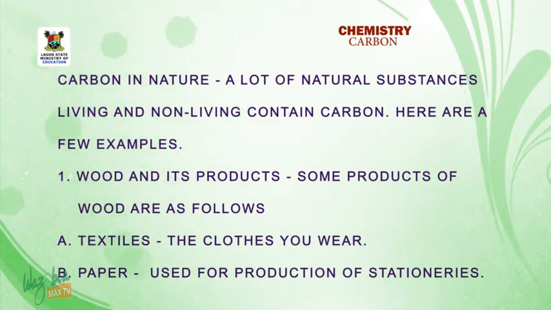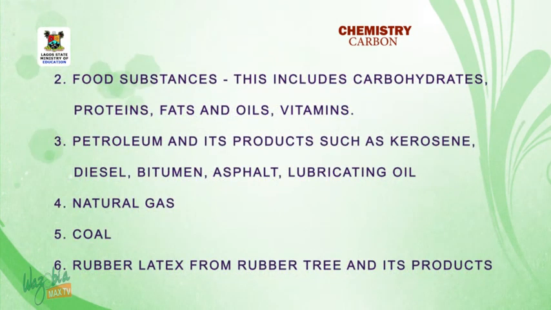1. Wood and its products. Some products of wood are as follows. Textiles, the clothes you wear. Paper, used for production of stationeries and furniture. Number 2, food substances. These include carbohydrates, proteins, fats and oils, vitamins. Number 3, petroleum and its products, such as kerosene, diesel, bitumen, asphalt, lubricating oil.